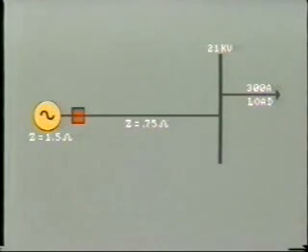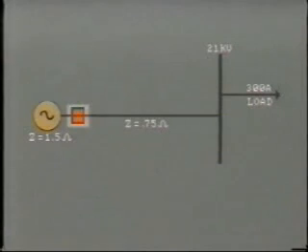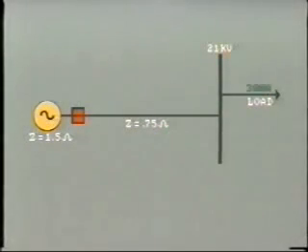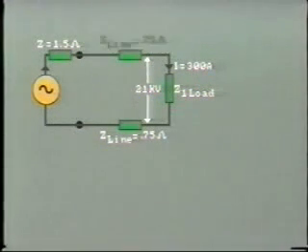In this simple one-line diagram, we have a generator feeding power through its circuit breaker and transmission line. The load is 300 amps at a phase to neutral voltage of 21 kV. For simplicity, let us draw this out as a single-phase circuit. This 1.5 ohm impedance here represents that of the generator, while the 0.75 ohms here represents the impedance of the transmission line.